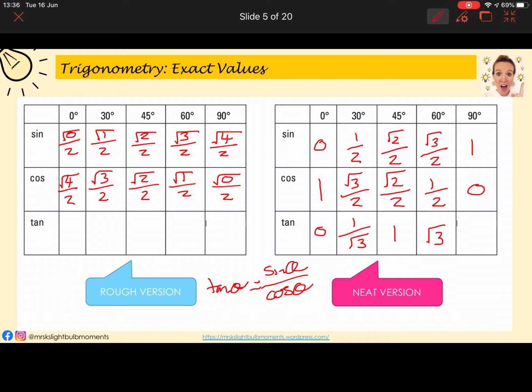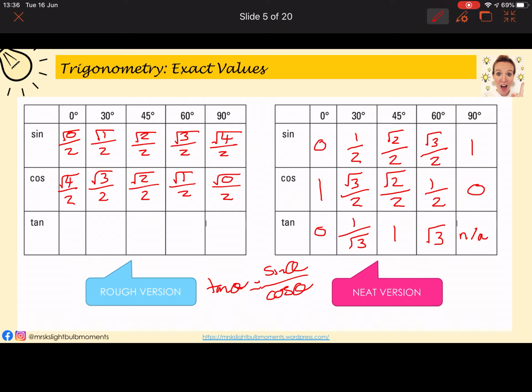Now the final bit, 1 divided by 0, you cannot divide by 0. It doesn't mean it just stays as 1, it means you cannot do it. So we can't get an answer. So we either write non-applicable or undefined. But it basically means there is no way that tan could be 90 degrees. Okay, and that's your neat version.